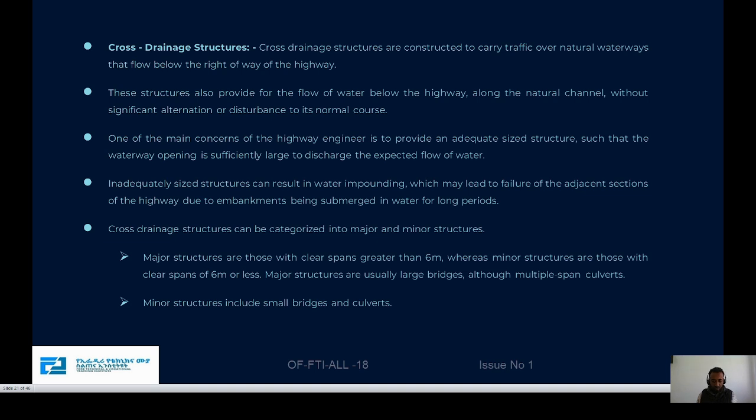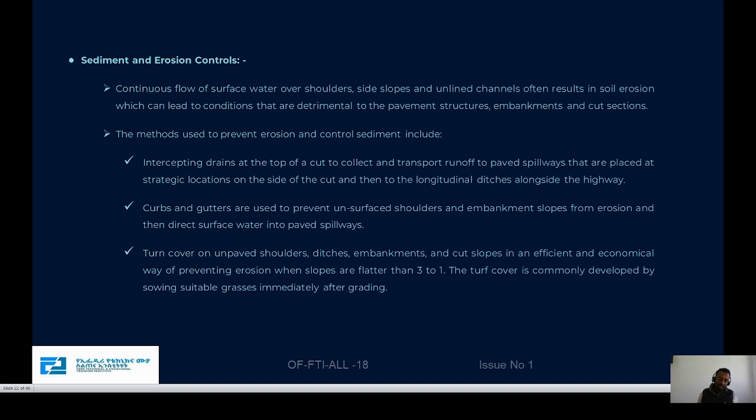Major structures are bridges, large bridges, or multiple span culverts, with a span length greater than 6 meters. Minor structures include small bridges or culverts, mostly less than 6 meters. And sedimentation and erosion control is also very important.